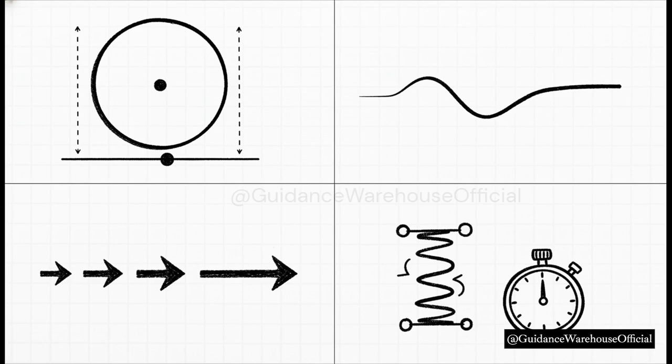Third, the speed fluctuates based on that geometry, giving us v equals Vmax times the square root of 1 minus x squared over capital X squared. And lastly, the period formula derived directly from a spinning circle flawlessly matches a bouncing spring. Capital T equals 2 pi times the square root of m over k.